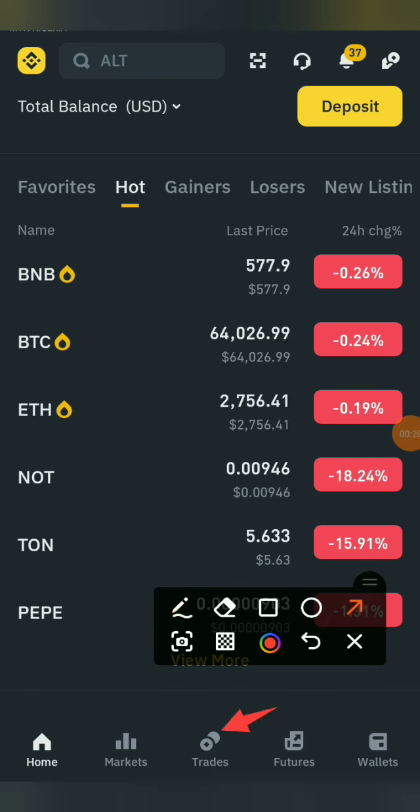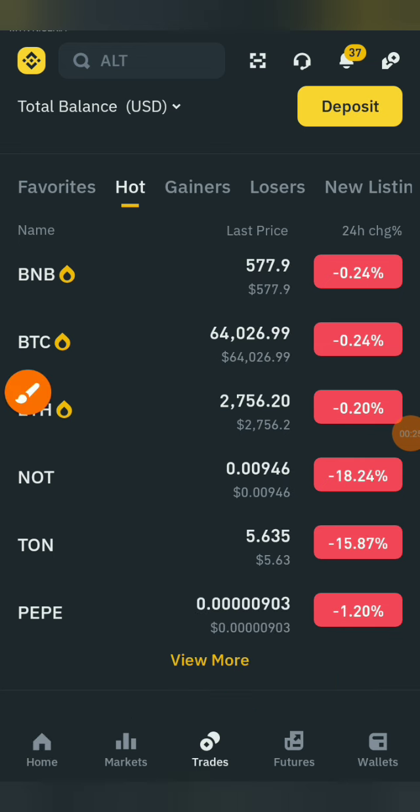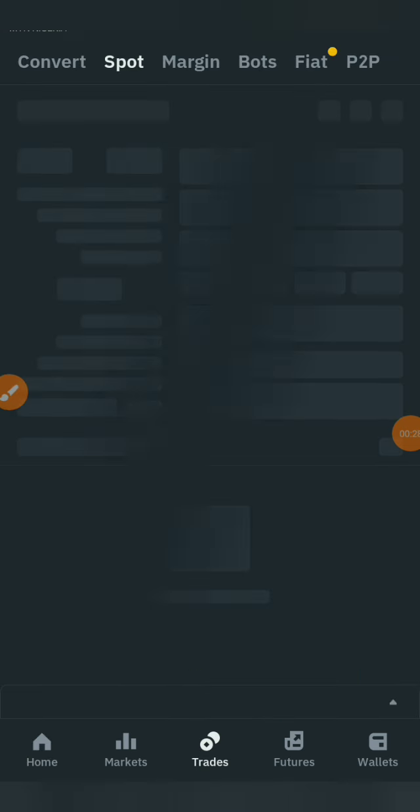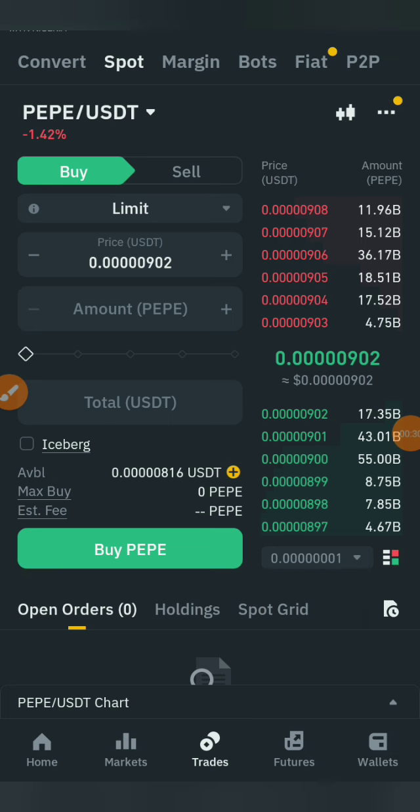All right, look at the trade section over here. You will have to click on that, and it's going to bring you to an interface that looks just like this. This was the last coin that I was using. Let's just use it as a case of example.